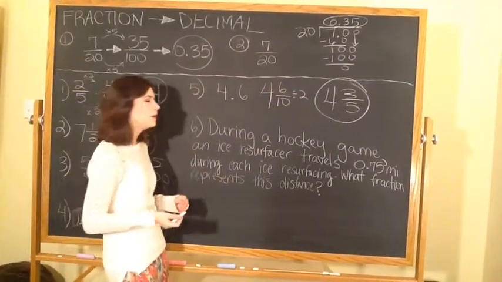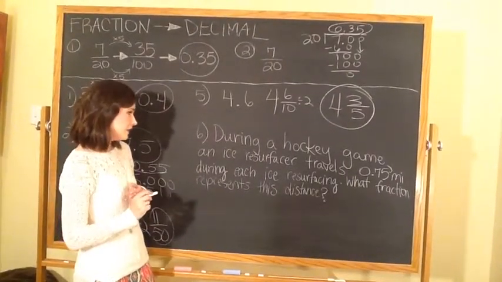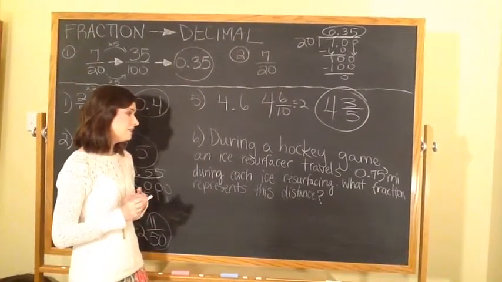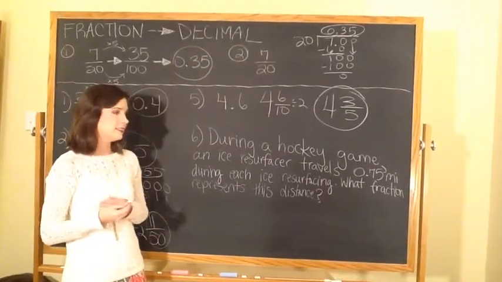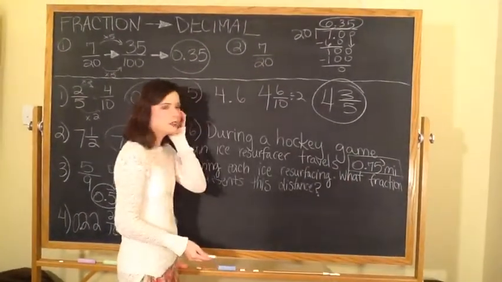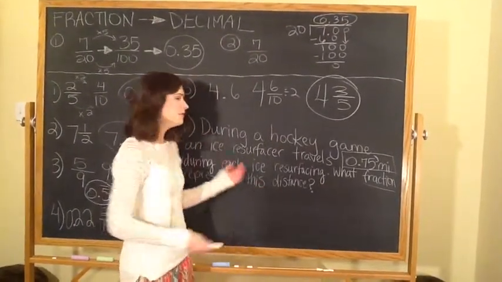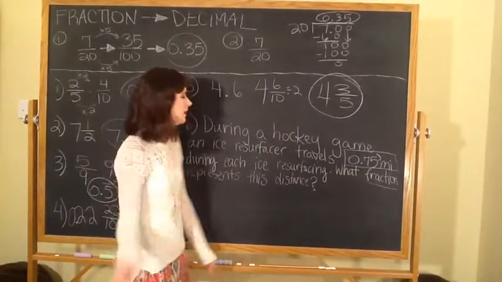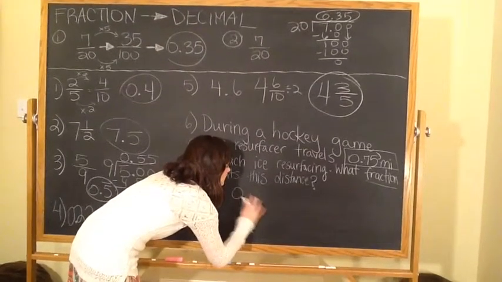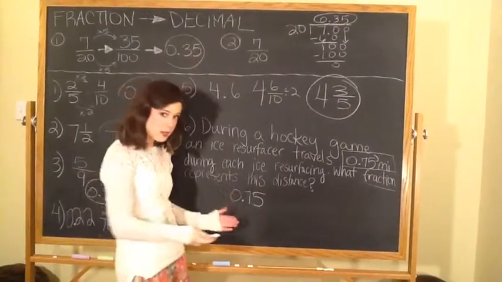All right, last problem, we're going to do a word problem. It says, during a hockey game, an ice resurfacer travels 75/100 miles during each ice resurfacing. What fraction represents this distance? So basically, we need to realize that we have a decimal, and they basically want us to just change it into fraction form. So it's not really making you think too hard. It's basically just putting words around the same problems that we've been doing. So basically, we're changing 0.75 into a fraction.